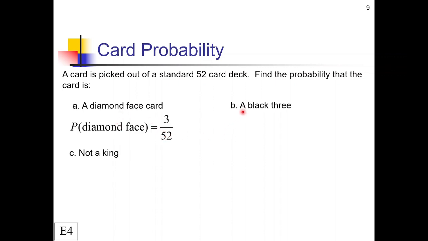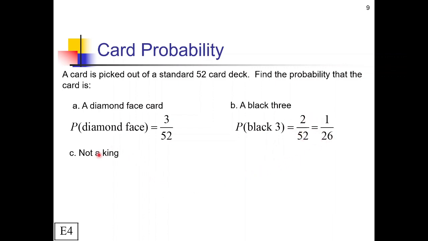And then for the black 3, there's 4 3s total in the deck, 1 of each suit. Only 2 of those are in black suits, though, the 3 of clubs and the 3 of spades. So this is going to be 2 out of 52, which I can actually reduce to 1 out of 26.